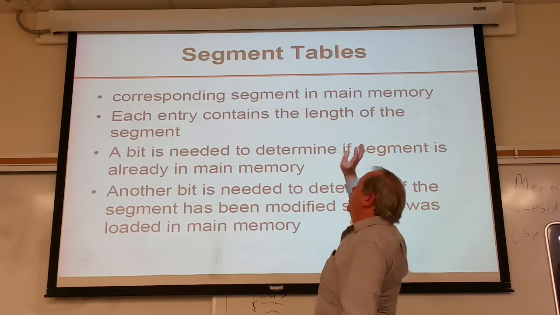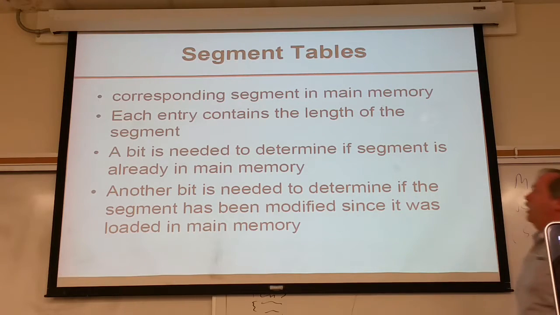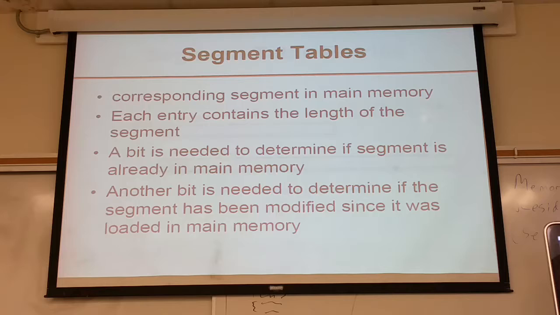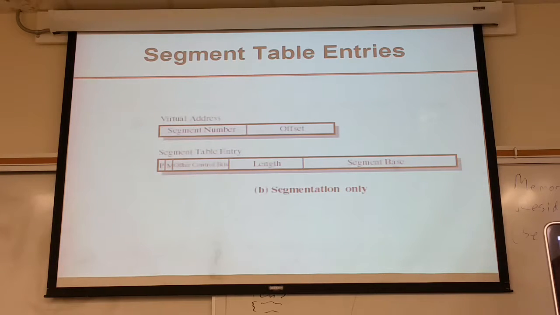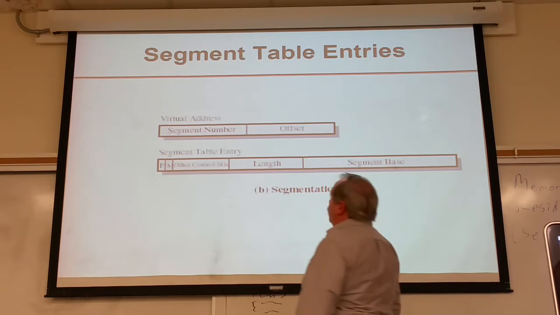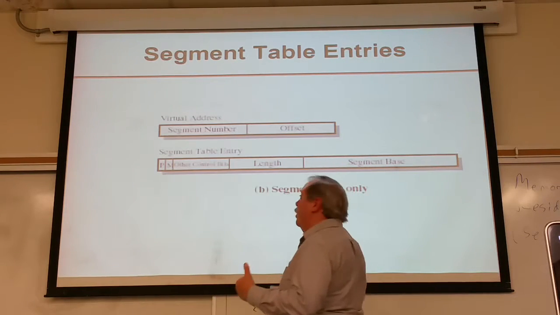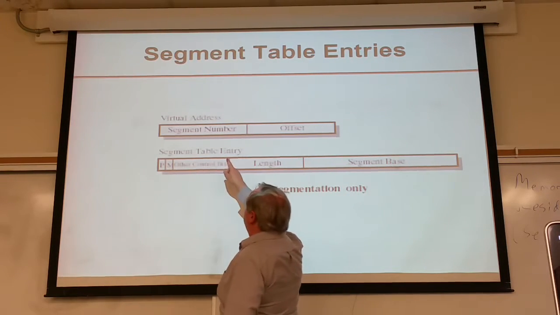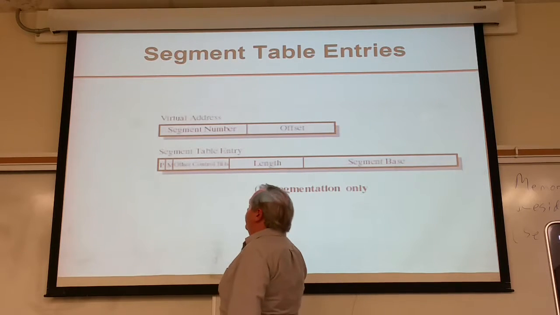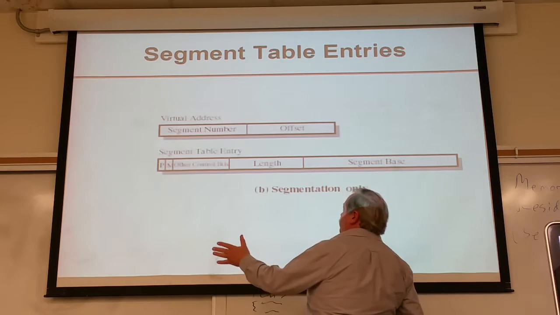I need to know if it's loaded, and need to know if it's been written to. All those things are going to be the same. So our virtual address is going to be similar to the page table's address, where in this case we're going to have the segment number and the offset. So we'll still have the same two parts to it.